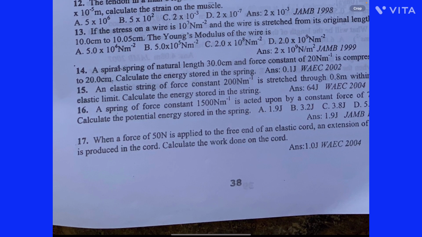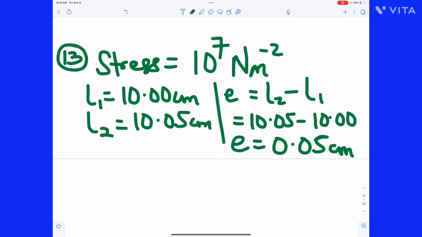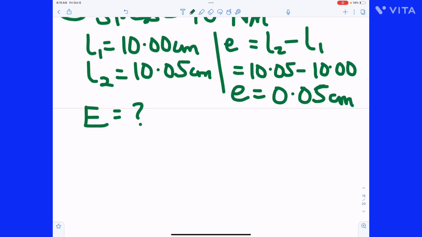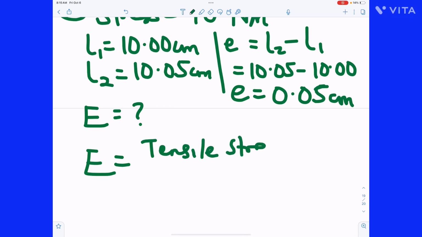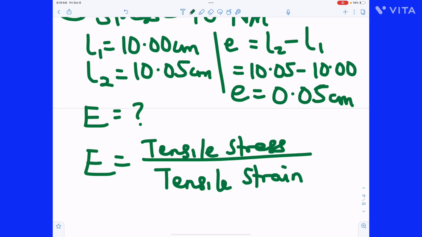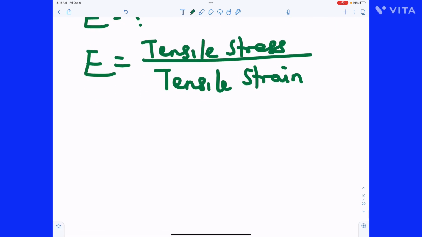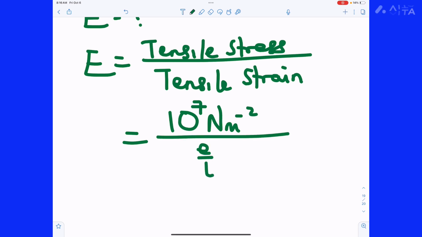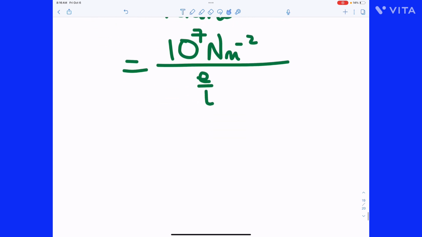The Young's modulus of the wire. Like we did before, Young's modulus is tensile stress divided by tensile strain. So Young's modulus of the wire will be force over area. We don't need this formula because we've been given the stress already. It is 10 raised to power 7 Newton per meter squared divided by extension over length. This one is the only one we need to work. So let's go ahead and do that.